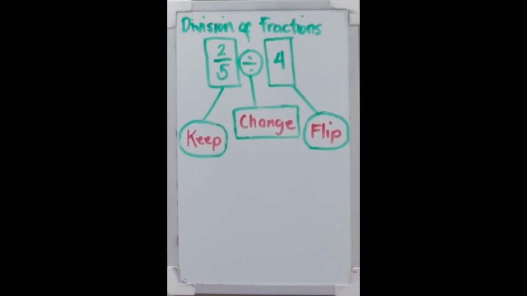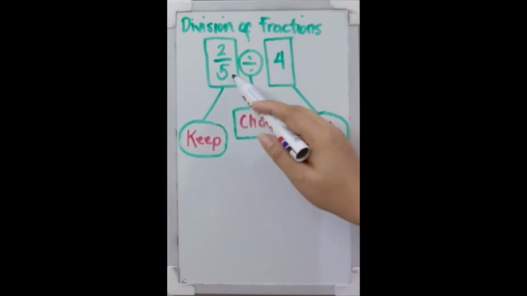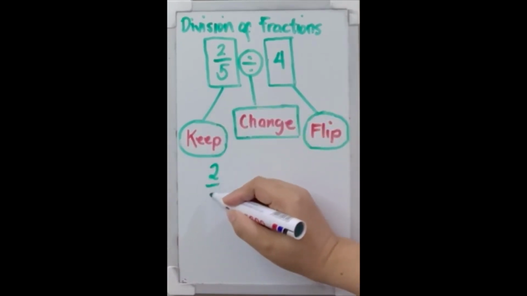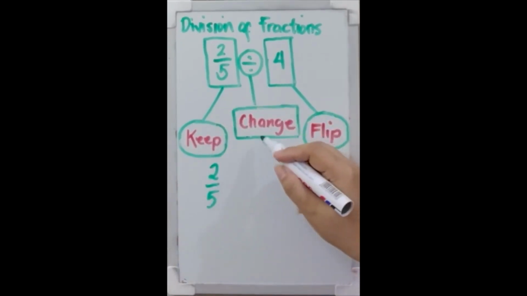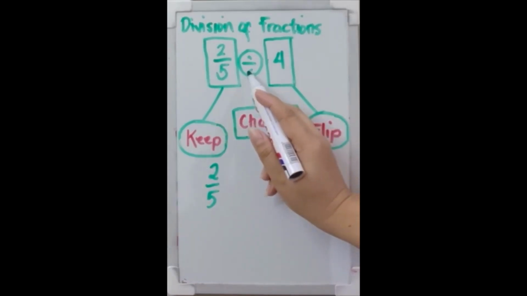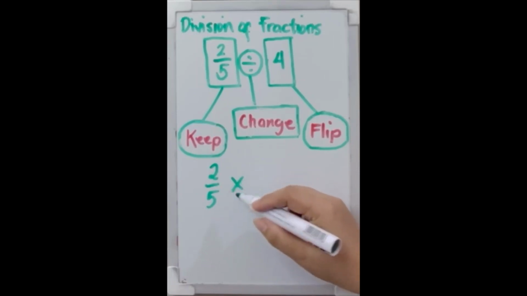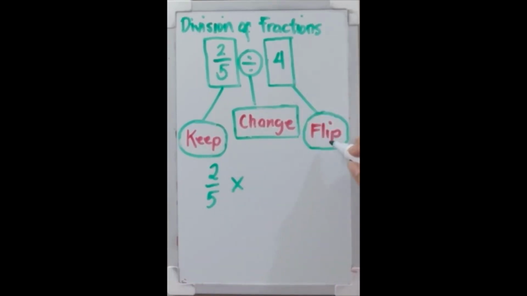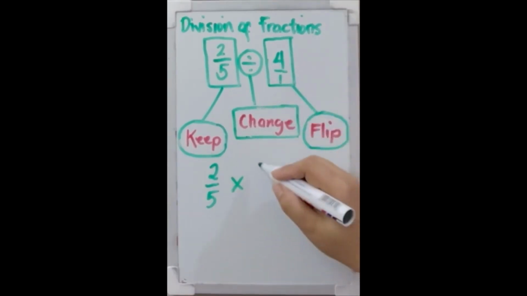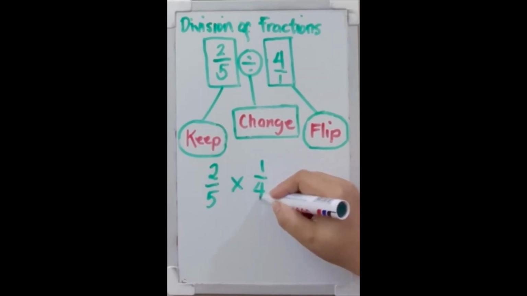Let's dive into our second example. We have 2/5 divided by 4. Keep the first fraction. So we will write 2/5. And then we will change the operation symbol from division to multiplication. So multiply times. And then this one, flip. Remember that the whole number 4 has a denominator of 1. So if you flip 4/1, this will become 1/4.